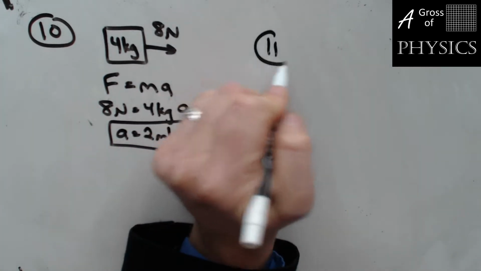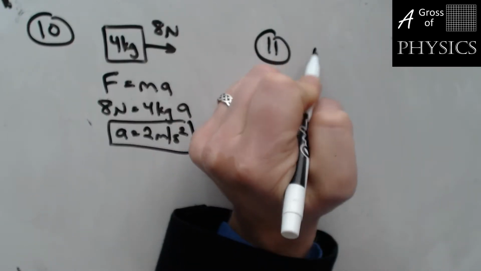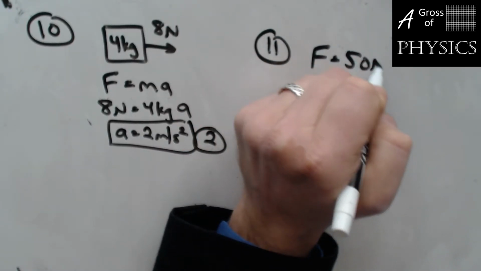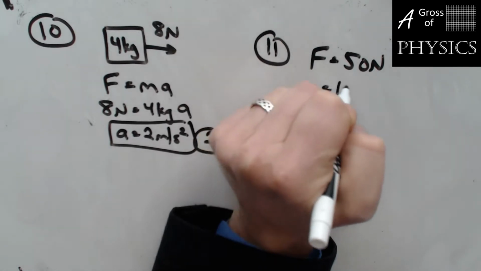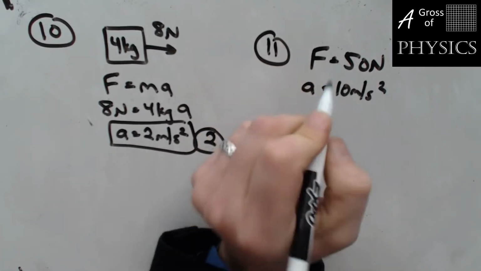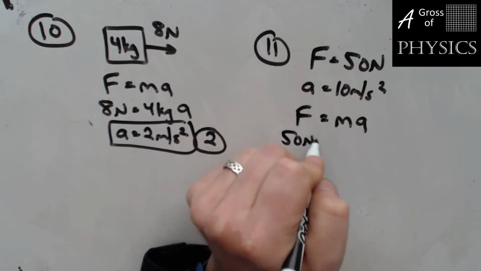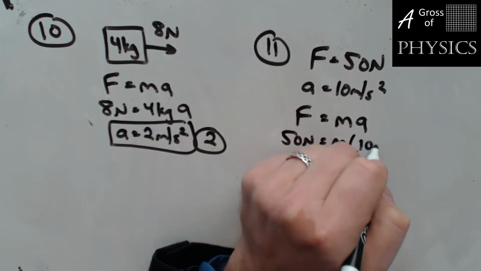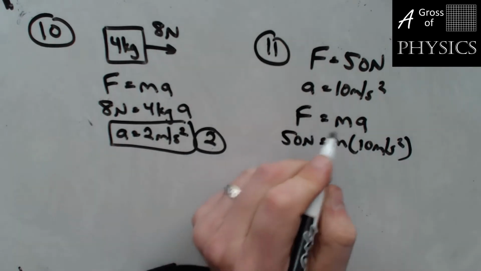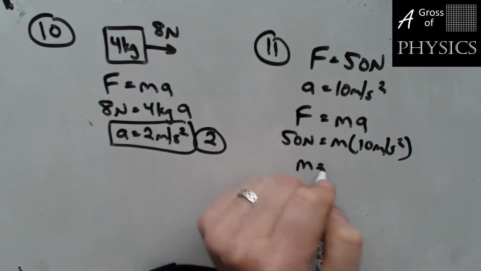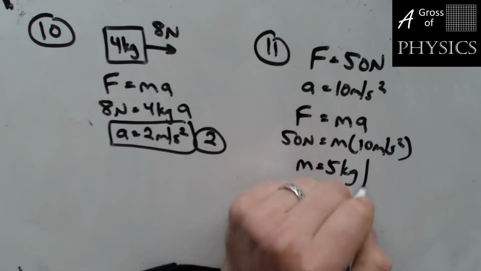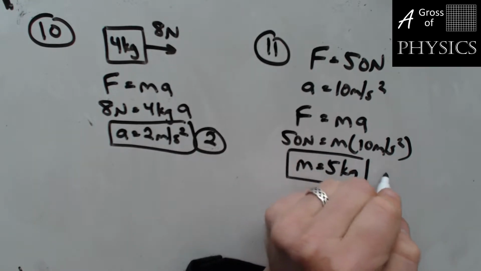And 11, we have a force of 50 newtons, and we have an acceleration of 10 meters per second squared. F equals ma. 50 newtons equals m times 10. 50 divided by 10, mass is 5, which is choice 3.